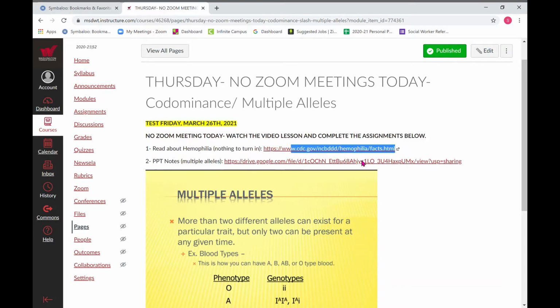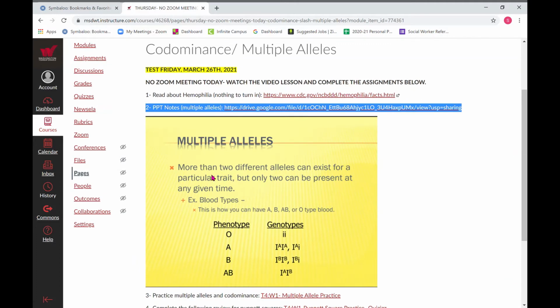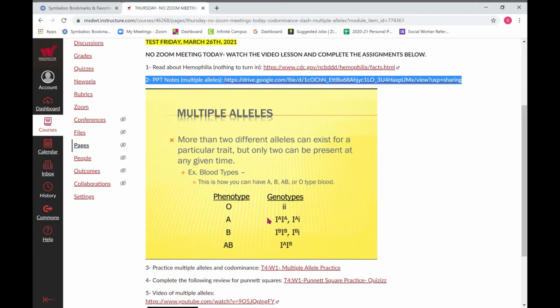The second thing here is a copy of the PowerPoint, which has all the slides that we've been talking about on it and a few more. What we're talking about today is multiple alleles. So it's whenever you have more than two alleles present for a trait. So for example, blood typing.